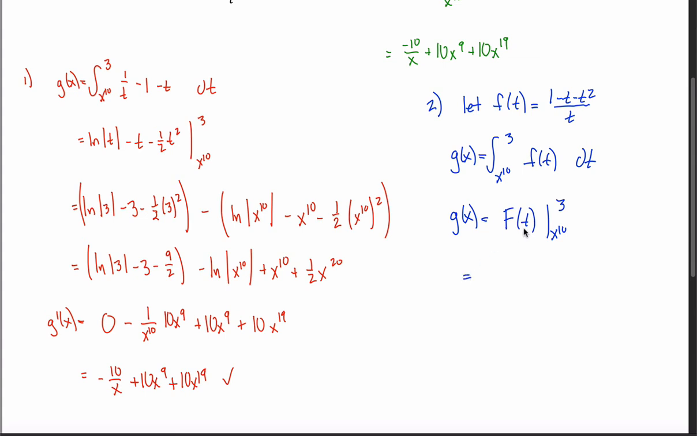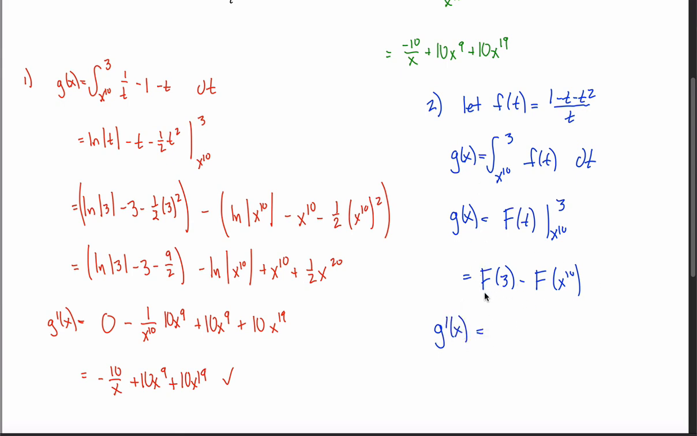And evaluating capital F of t is a little bit easier than evaluating this mess. I could just say, well, if I change all the t's into 3's, I get capital F of 3. And if I change all the t's into x to the 10th, I get capital F of x to the 10th power. And I'm now at the step where I can figure out the derivative of my function g of x.